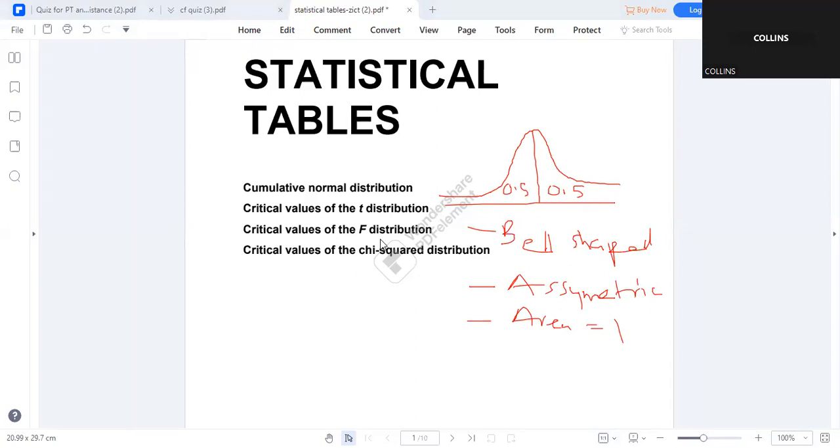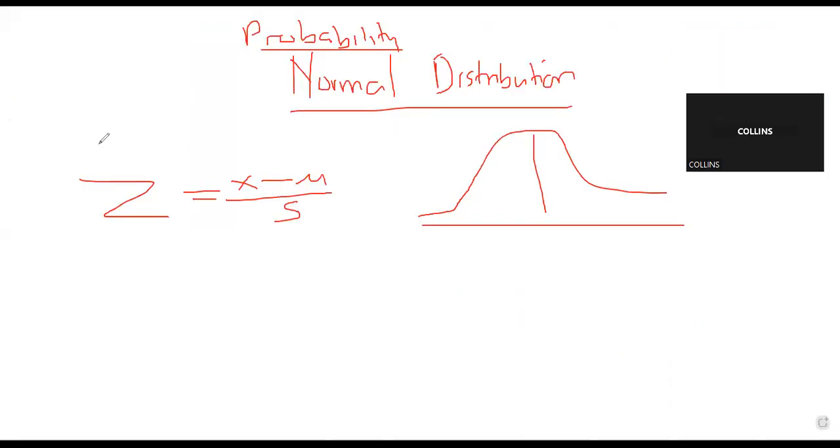It is also unimodal, meaning it has one single peak. Other distributions are multimodal, but this one is unimodal. It has one peak. So we're basically looking at the characteristics of normal distribution before we get into the math. What other characteristics do we have for normal distribution?